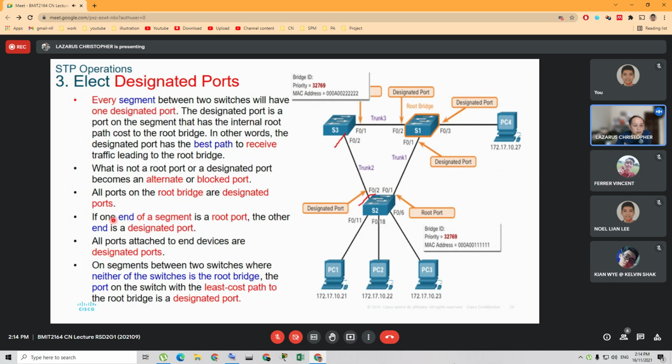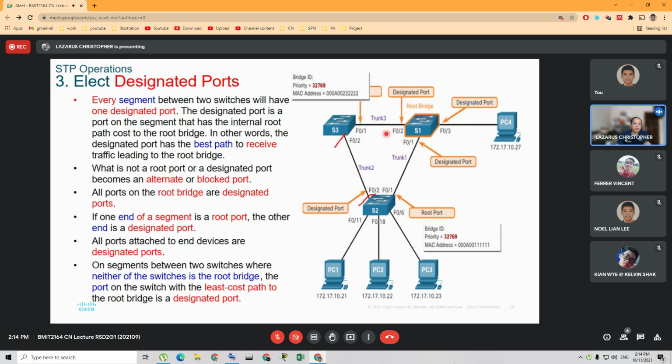Let's follow again. All ports on the root bridge, which is this one, are by default designated ports. No need to figure out anything on the root bridge. The root bridge, all its ports are designated ports. A designated port is never blocked.